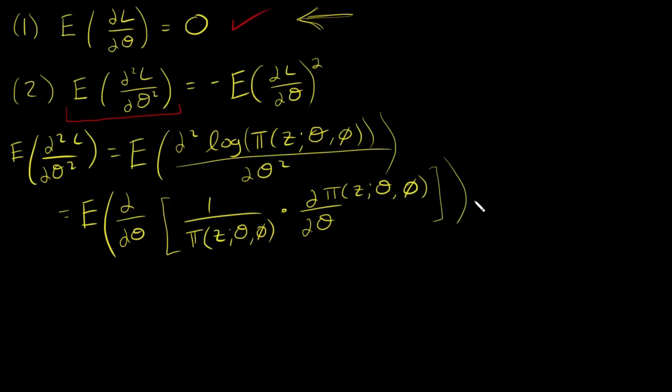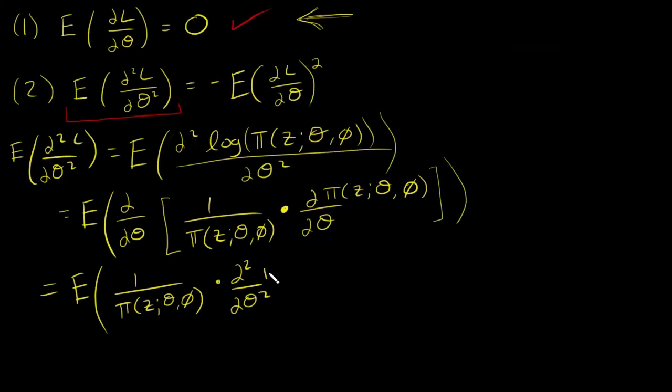So nothing new here, but now what's new is I need to take the derivative again. I need to find the second derivative. I have a product, so I'm going to need to use the product rule: the first times the derivative of the second plus the second times the derivative of the first. Let's start by writing down the first piece of the product, which is 1 over our density function, times the derivative of the second, which will be the second derivative with regards to theta of the density function.